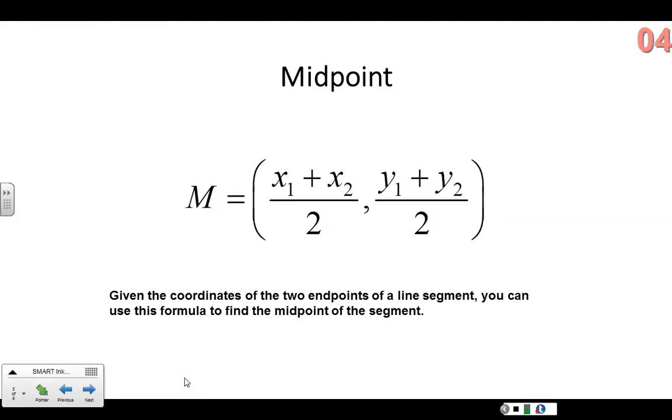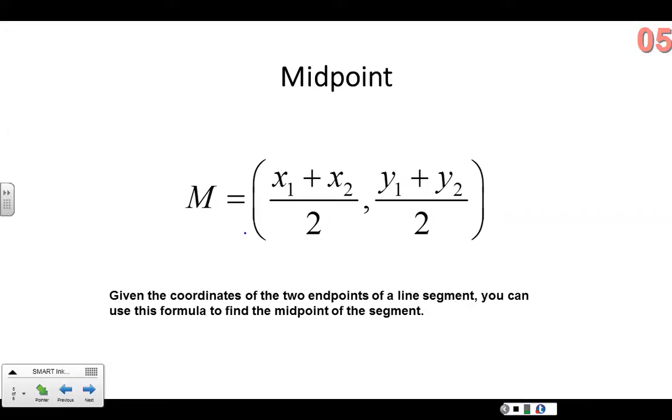We also in this video want to talk about the midpoint formula. The midpoint is the point halfway between two endpoints. Like if you have a segment that has two endpoints, we want to find the point that divides that segment in two, the point that's halfway between the two endpoints.